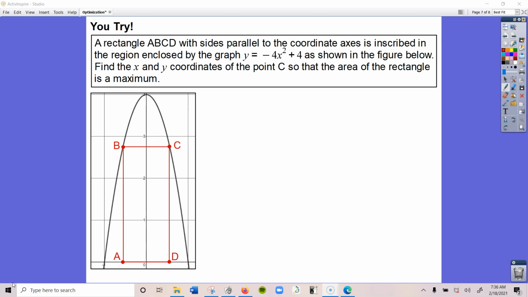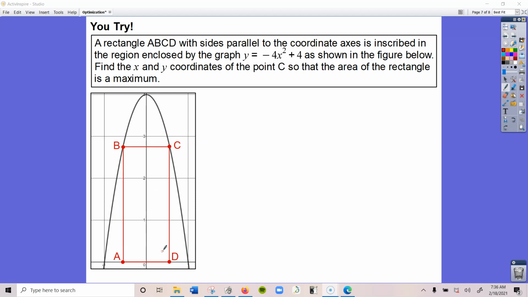Here we have a rectangle ABCD with sides parallel to the coordinate axis inscribed in the region enclosed by the graph y is equal to negative 4x squared plus 4, as shown in the figure below. Find the x and y coordinates of the point C so that the area of the rectangle is a maximum. So first of all, we're trying to maximize this area.